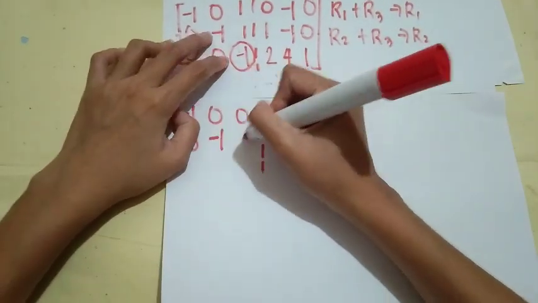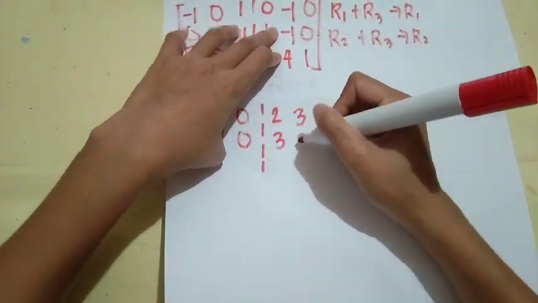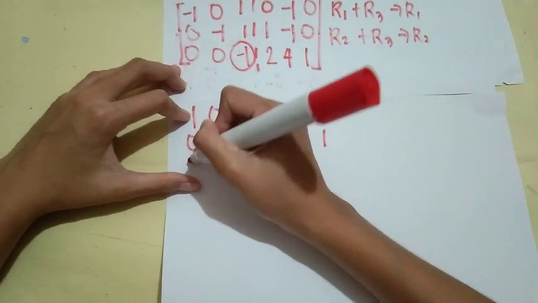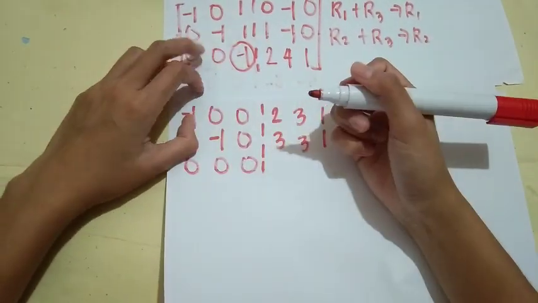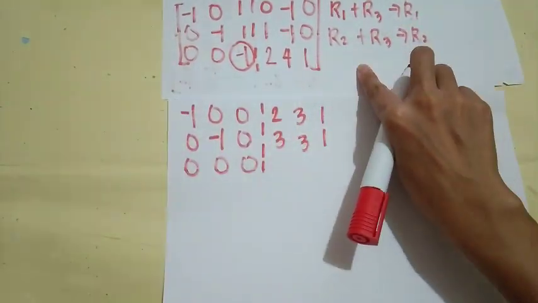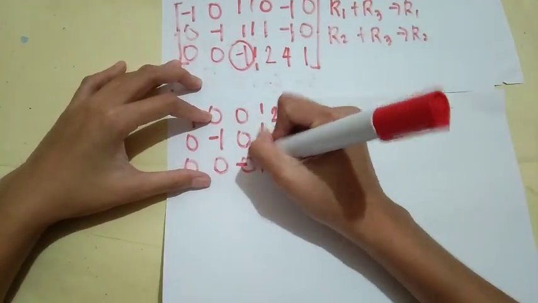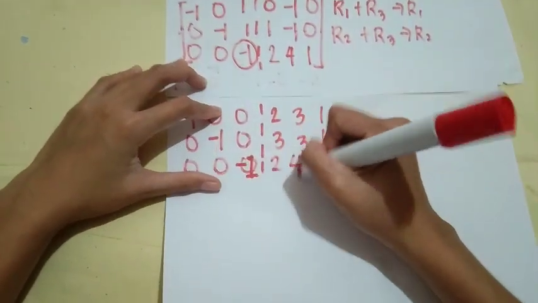So 0, negative 1, 0. This one we have 3. This one we have 3. This one we have 1. This one we have 0, 0. This one we have 0. Oh, we're just going to have to copy since we have nothing to perform here. So it's negative 1 pala ito. I'm so sorry about that. 2, 4, and then 1.